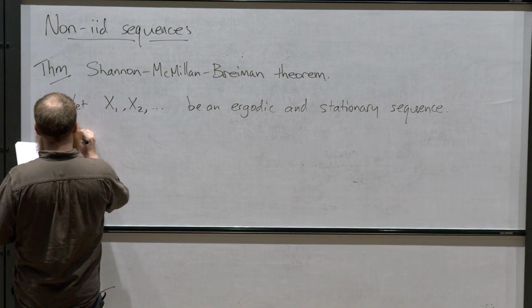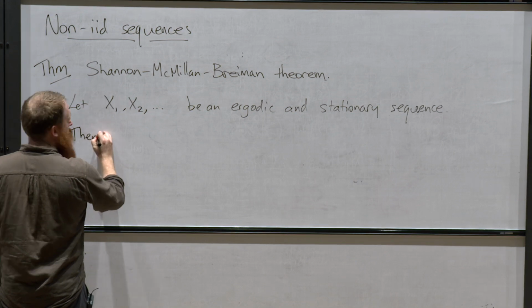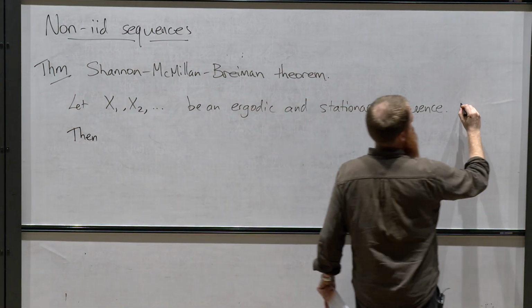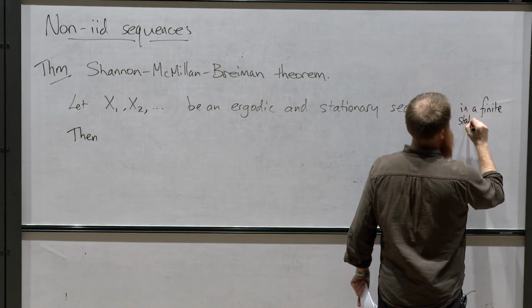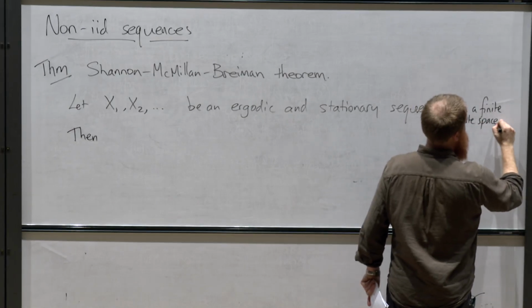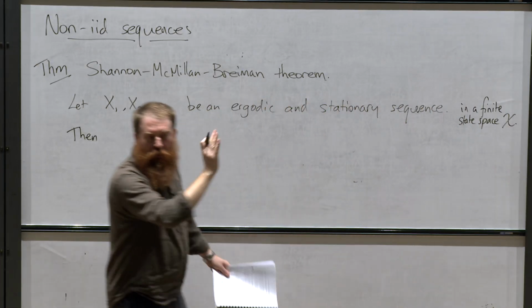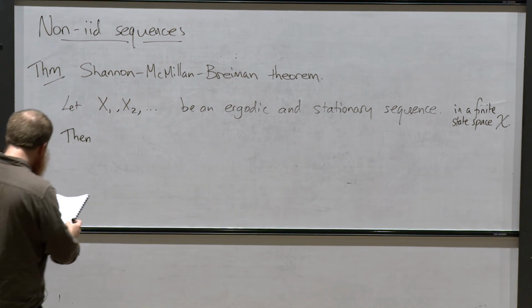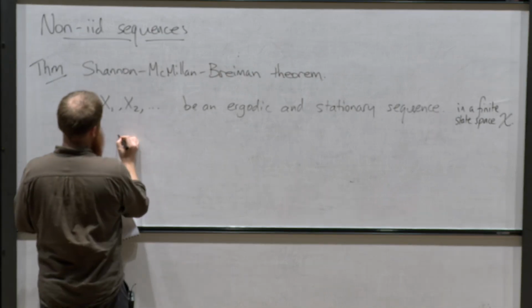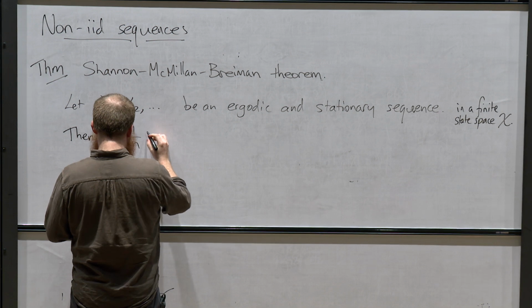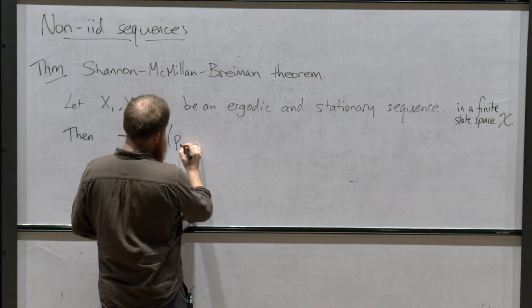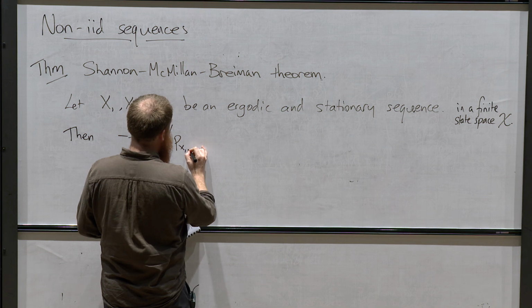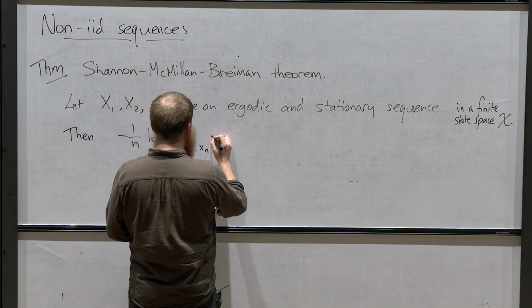Well, if this is true, and we should say in a finite state space X, we're always talking about finite things here, then minus 1 over n times the log of the probability, if I look at the joint probability of x1 through to xn.